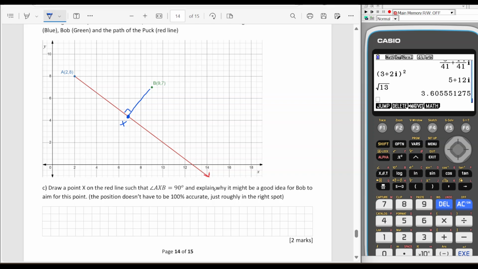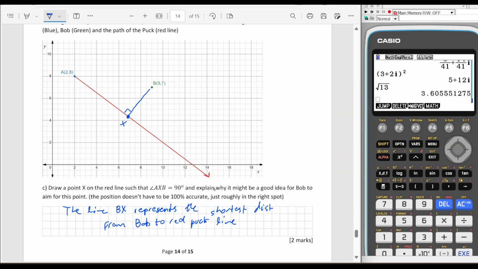Explain why it might be a good idea. Bob, the line BX represents the shortest distance from Bob to the red puck line. So that's kind of why he should aim for that.